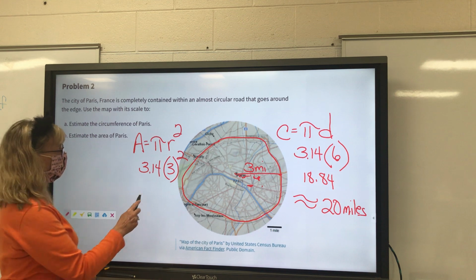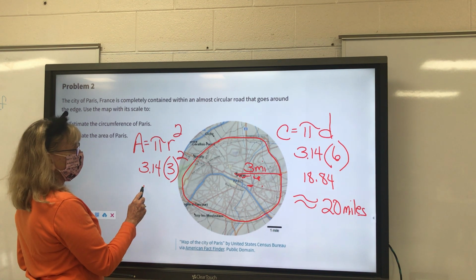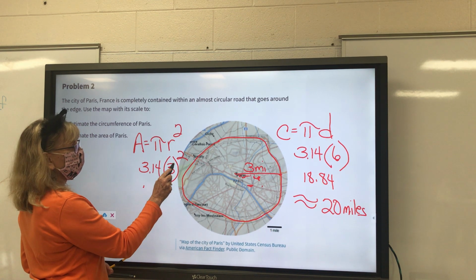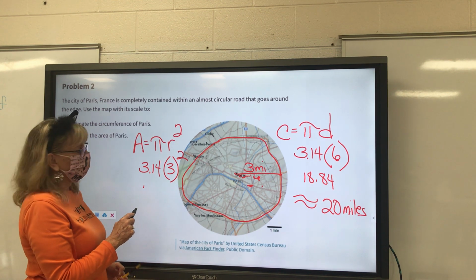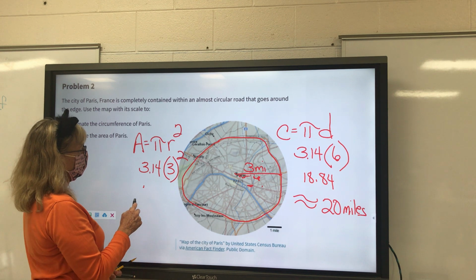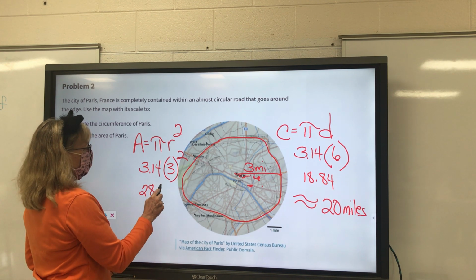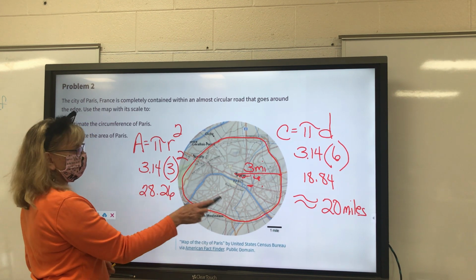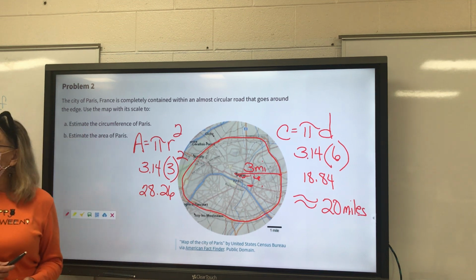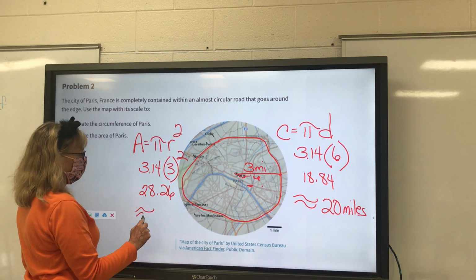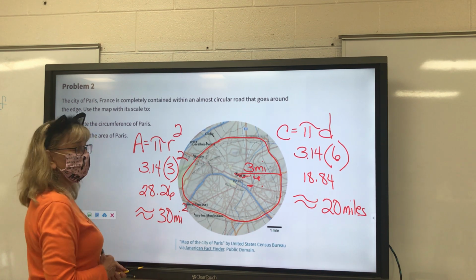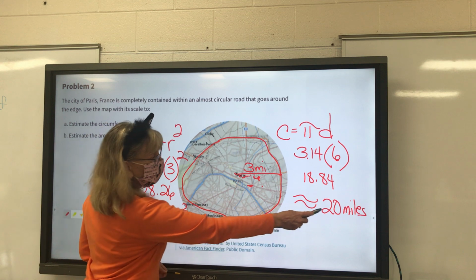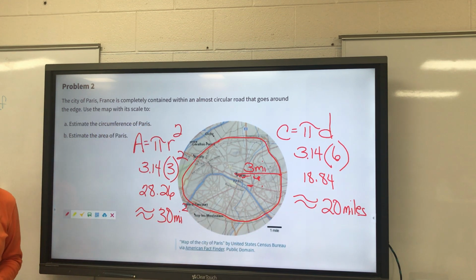So what do you get there? 3.14 times, what's 3 squared? 9. So that would be 28.26. And if we're following the same rules, where we go to the nearest tens, it would be about 30 miles squared is the area. And the circumference is 20 miles. Okay, how do you feel about that?